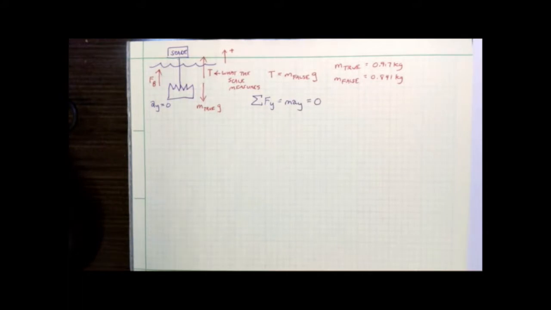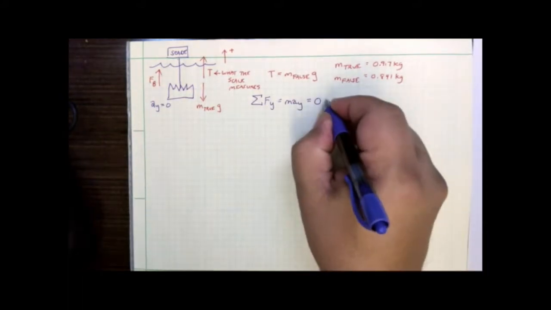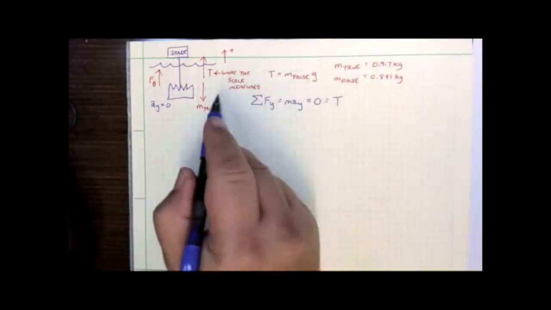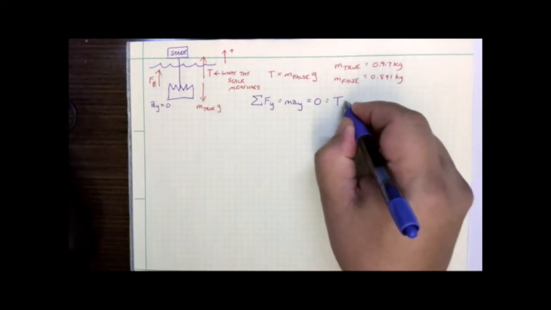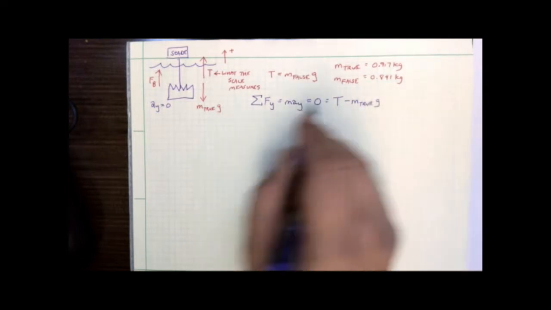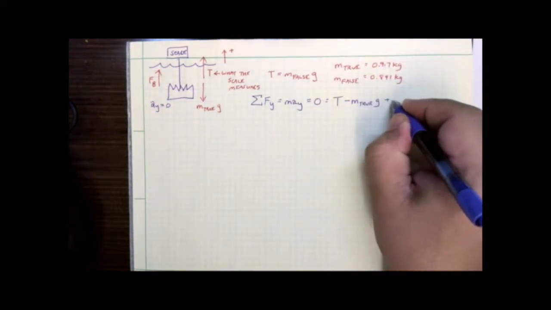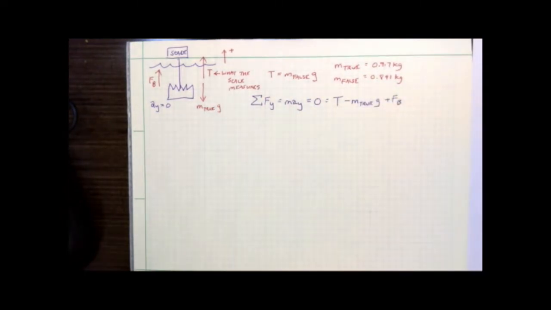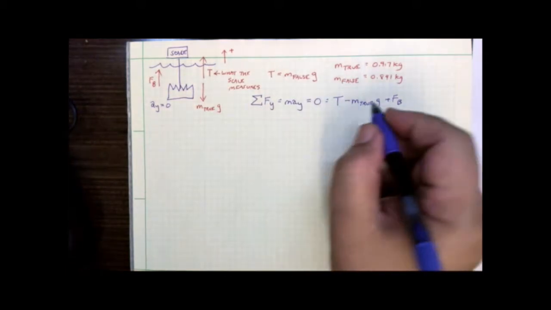In other words, the three forces are in equilibrium. Those three forces are the tension force upward, the true weight downward, and the buoyant force upward. All those three forces must be in equilibrium.